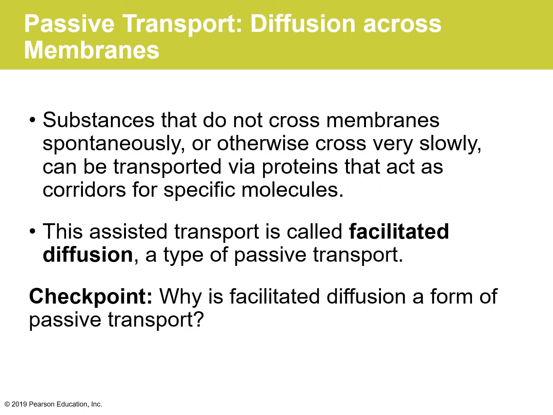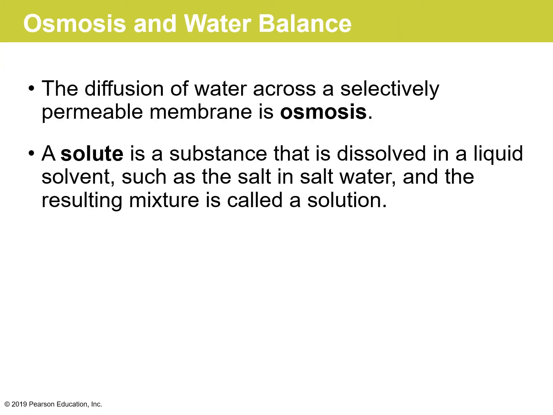A second type of passive transport is called facilitated diffusion, in which molecules can diffuse but they need some help, and that help comes from the proteins of the plasma membranes, which act as tunnels or corridors for specific molecules, and those molecules can pass through these corridors. The third type of passive transport is called osmosis. Osmosis is defined as the diffusion of water molecules across a concentration gradient from a region of high water concentration to a region of low water concentration across a selectively permeable membrane.